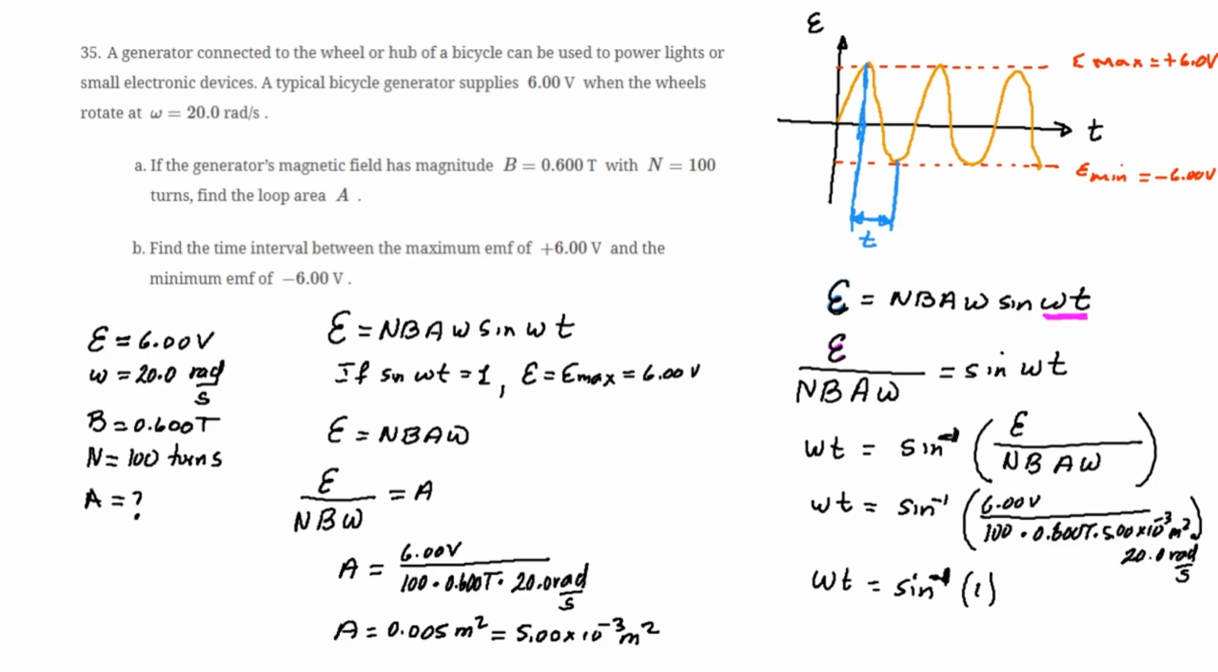So omega t is equal to 1.57 radians. Now, solving for t would be 1.57 radians over omega, which is 1.57 radians over 20 radians per second. And then when you calculate t, it would be 0.0785 seconds.